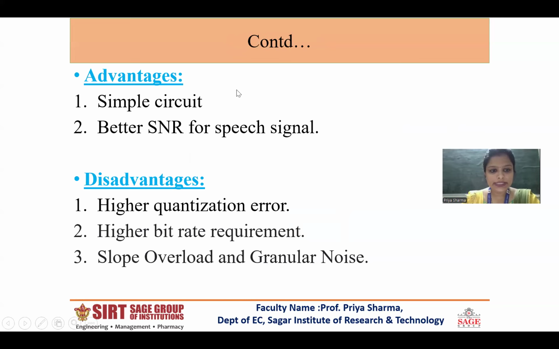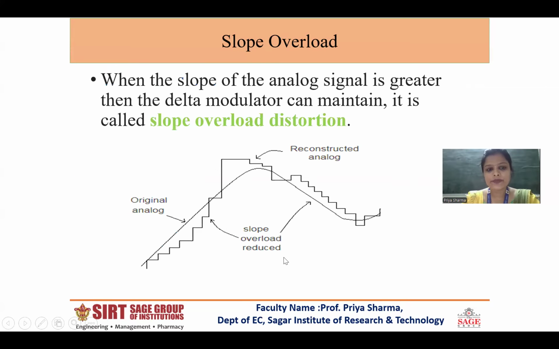Coming to the advantages, it is a simple circuit, with better signal to noise ratio for speech signals. Now disadvantages: it has high quantization error, high bitrate requirement, and slope overload and granular noise. So basically, what is this slope overload and granular noise?